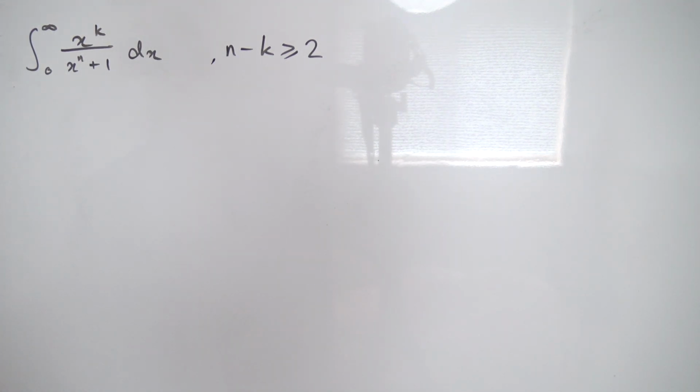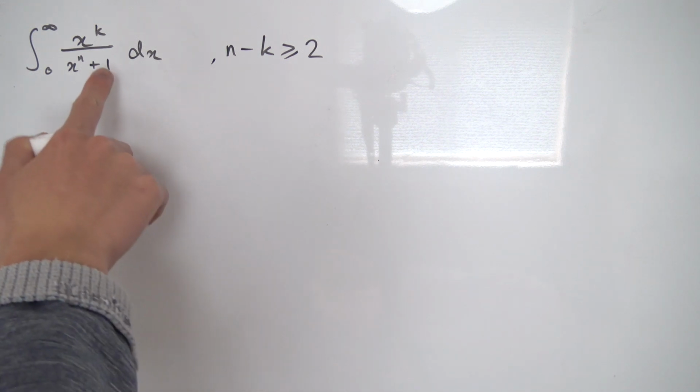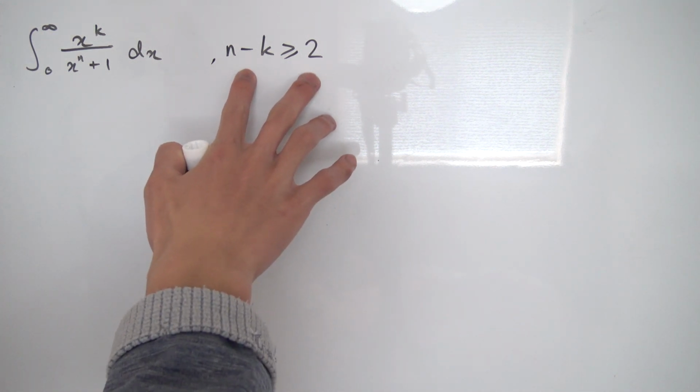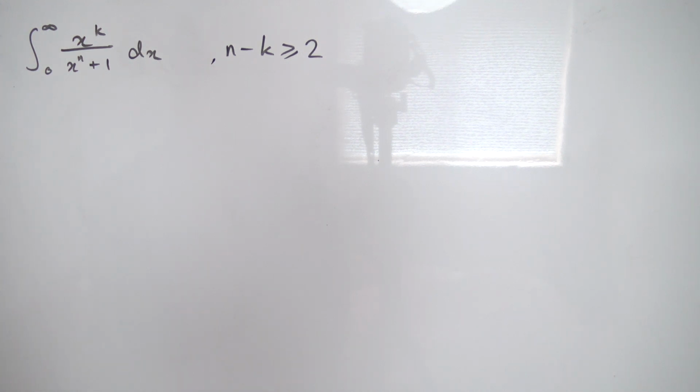Alright, greetings everybody, and today we're back at it again with some more complex analysis, and today we're evaluating this improper integral from 0 to infinity of x to the k over x to the n plus 1. So just before we get started, we have this restriction on n and k where their difference needs to be greater than or equal to 2, and this is just so this integral here converges nicely.